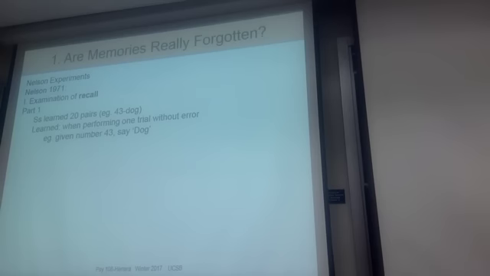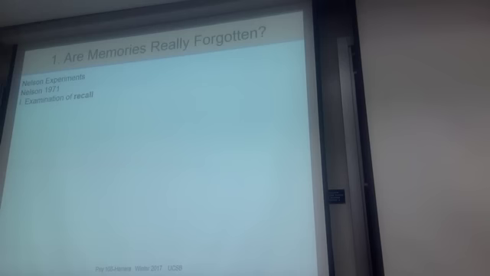So now we're answering the question of are memories really forgotten? In these Nelson experiments, they had people learn 20 pairs where they paired a number with a word, like 43 dogs. When they could do the whole thing without any errors, that's when they learned it. And then 2 weeks later, they're able to recall about 75% of these pairings.